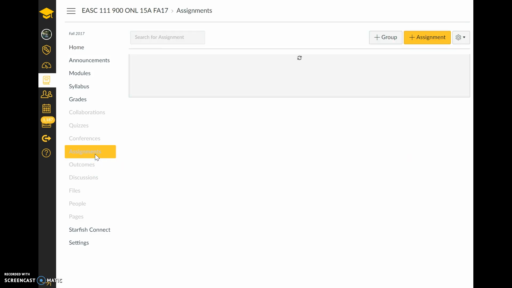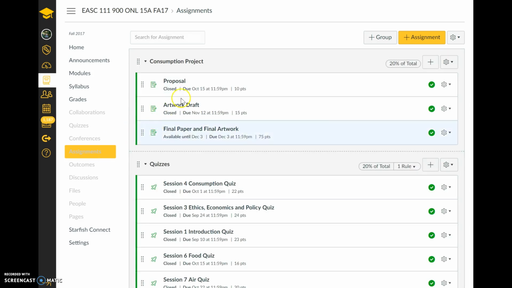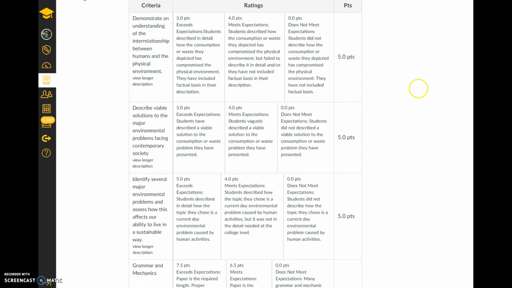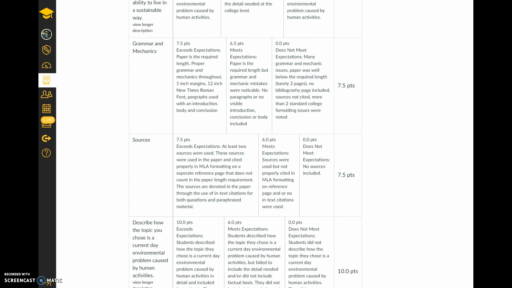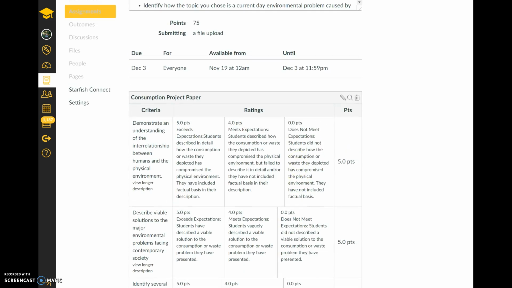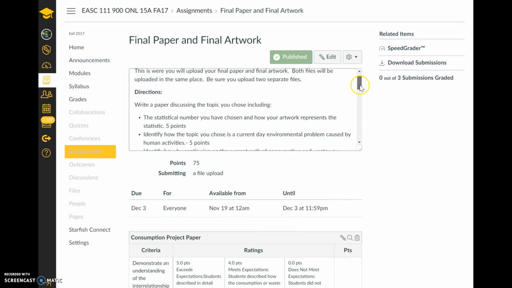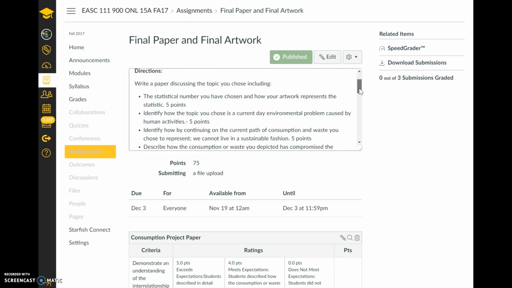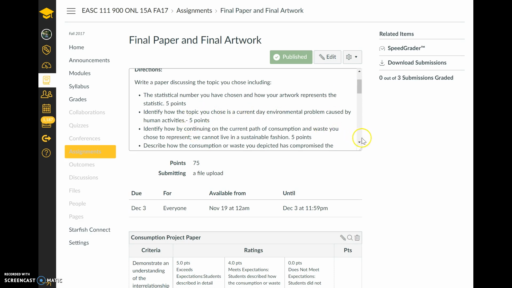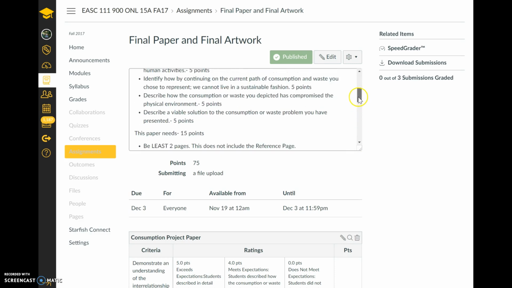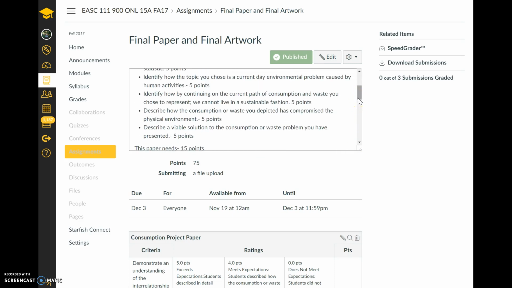So if I go here to the assignment, well, you can't do this, but I can because I'm going behind the scenes. But right here, you'll see the grammar, the mechanics, the sources. These are the learning outcomes for this as well, but right here is the statistical number you have chosen in your paper, how the topic you chose is a current day environmental problem, how by continuing on the current day environmental problem, of consumption and waste you chose to represent, we cannot live in a sustainable fashion.